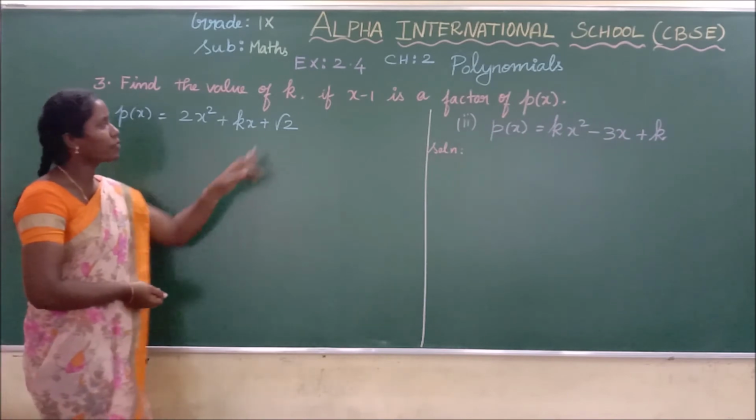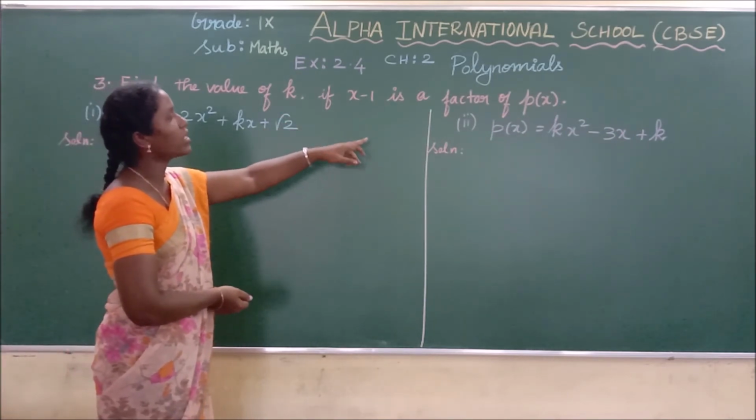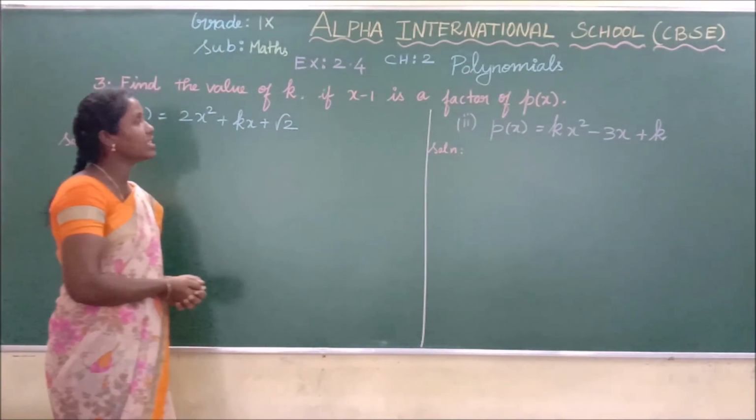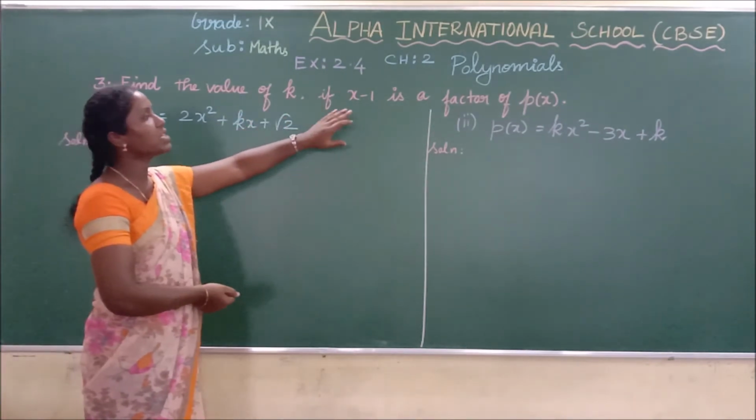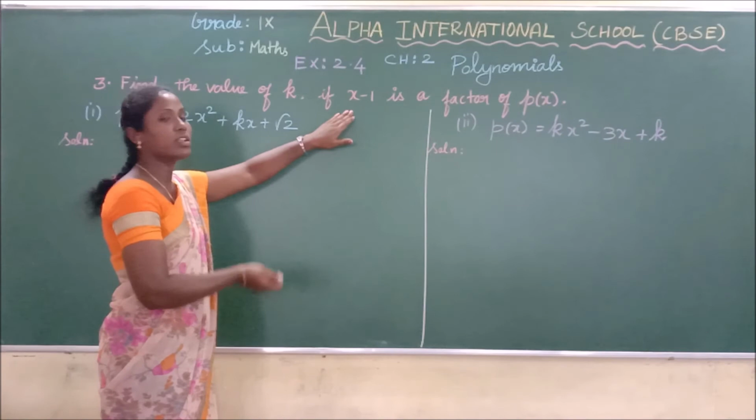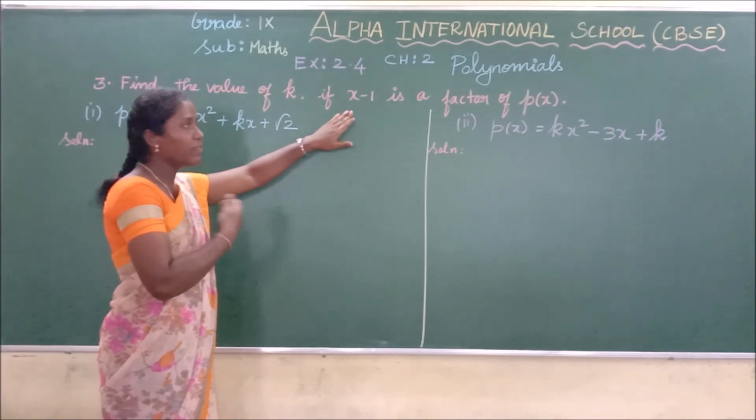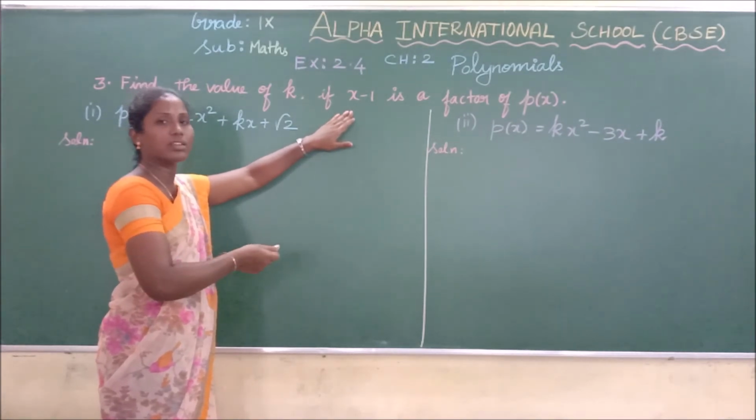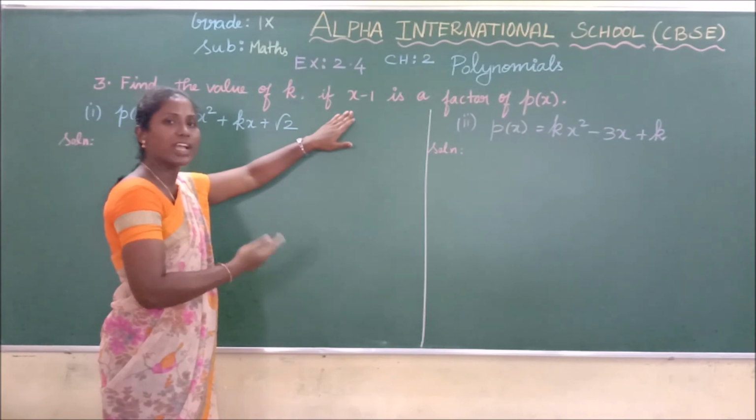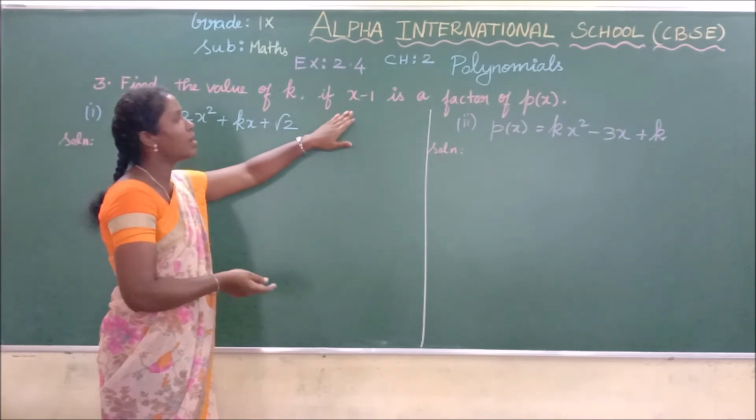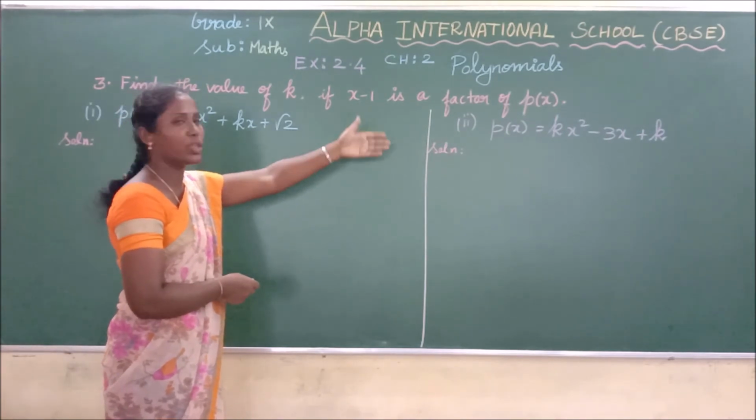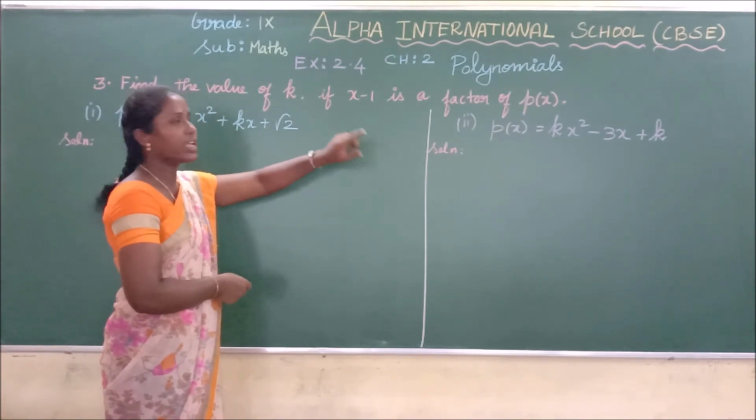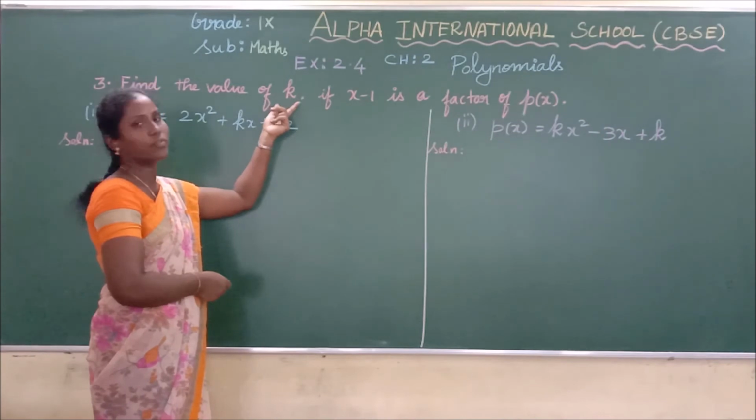Find the value of k if x minus 1 is a factor of p of x. In the last two problems, we verified whether a given polynomial is a factor of the given polynomial or not. But in this problem, they have given that x minus 1 is a factor of p of x. It is a factor only. In that case, you have to find the value of k.